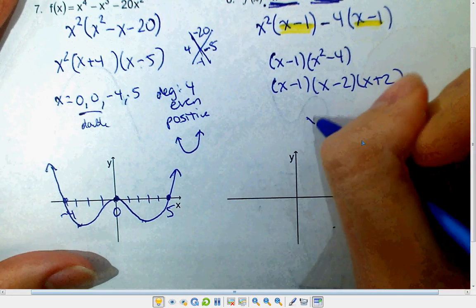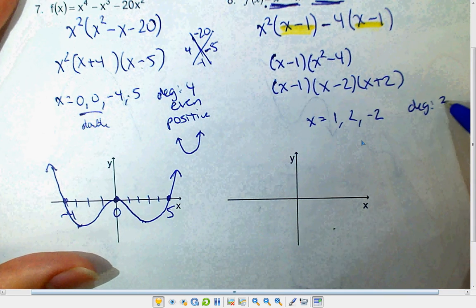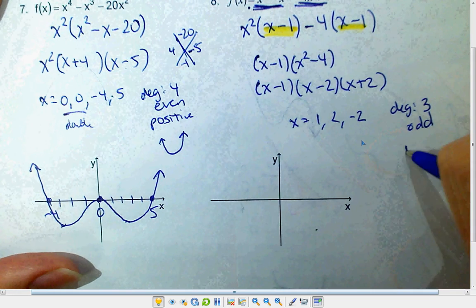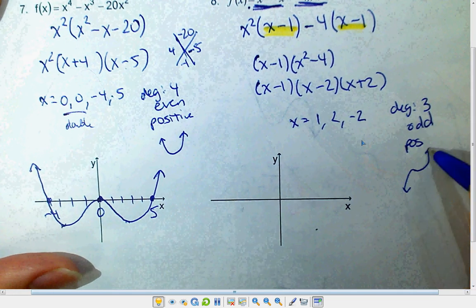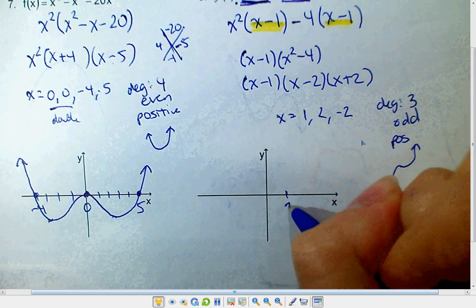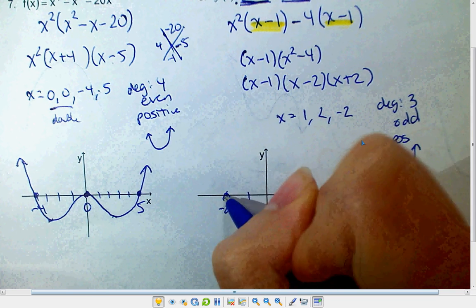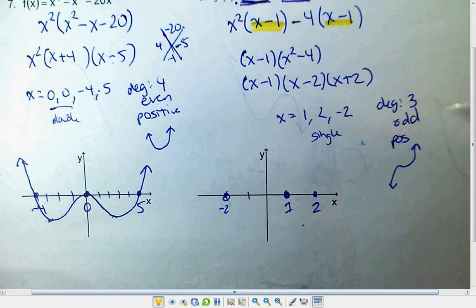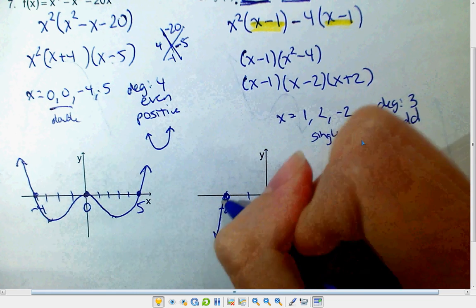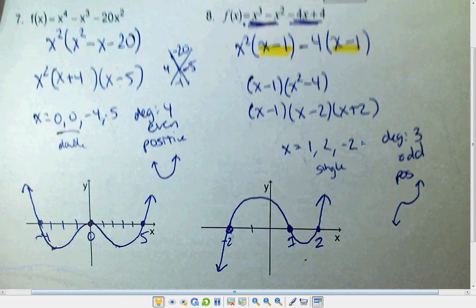Again, we can go to our roots. So our roots are 1, 2, negative 2. Degree of 3, which is odd. Let's look out in front. It's still a positive. So odd and positive should look like that. So our points, we have 1, 2, and also negative 2. All 3 of them are single, so they should all go straight through. So on the left side, it starts at the bottom, straight through, straight through, straight through. And this is my graph for number 8.